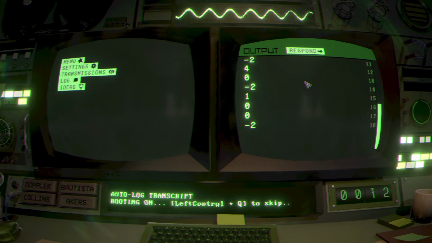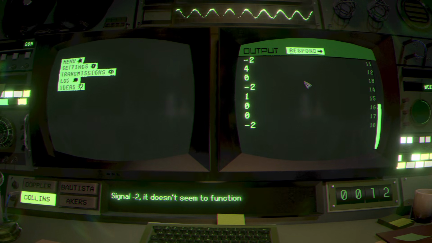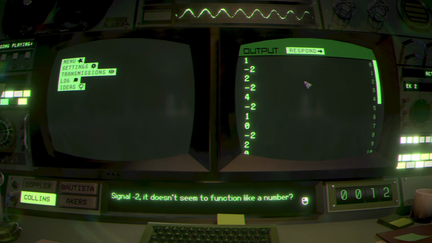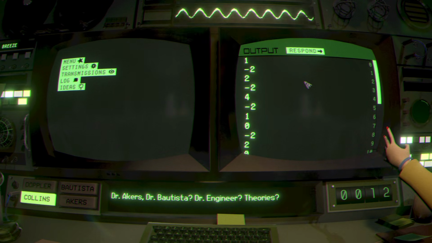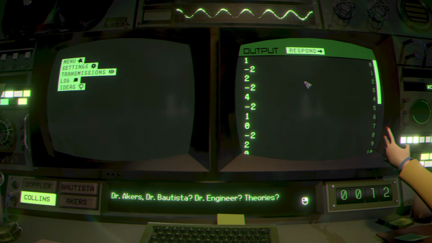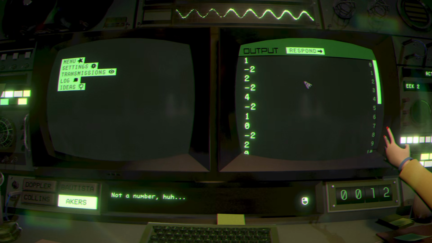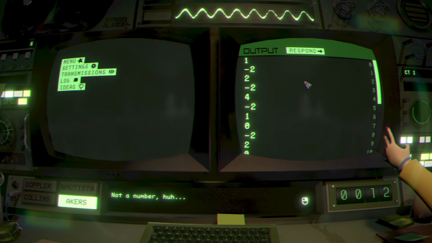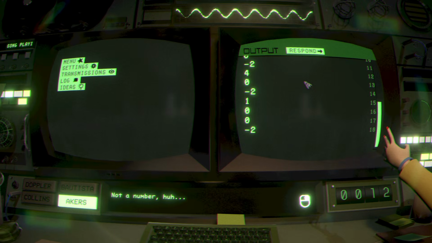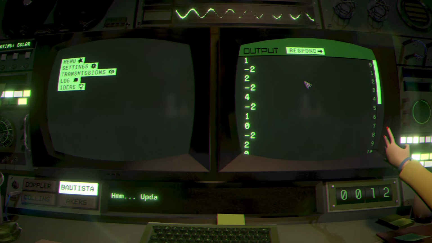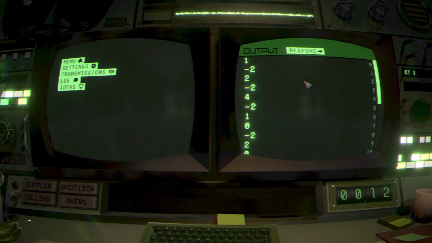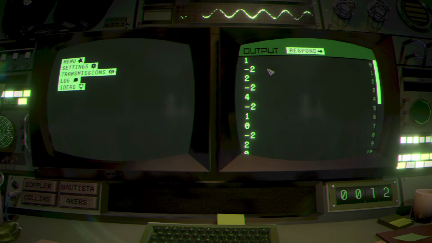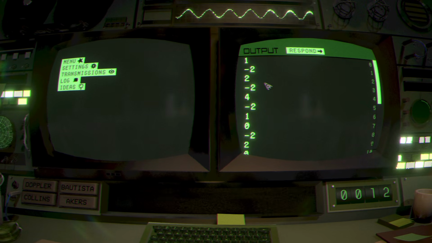Whoa, big one. 18. Signal 2, or signal -2. It doesn't seem to function like a number. Dr. Akers, Dr. Bautista, Dr. Engineer, theories? Not a number, huh? Okay, well, what do you mean not a number? Update coming soon. Okay. So maybe the negative... Maybe this will be formatted in a way.